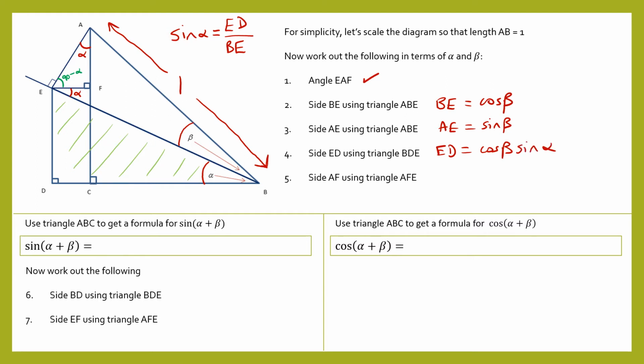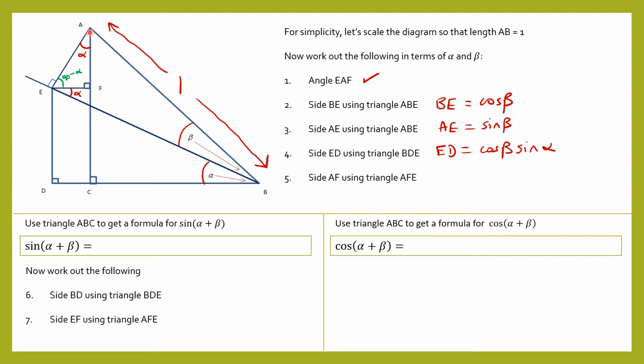There you go, one more step, step 5, and then we can use these to work out a formula for sine of alpha plus beta. So step number 5, use triangle AFE and work out side AF. So triangle AFE, this small one up here, once again is right angled. We've got an angle of alpha and an angle of 90 minus alpha. It's simpler to use the angle alpha in our working out to work out side AF. Pause the video and do that.